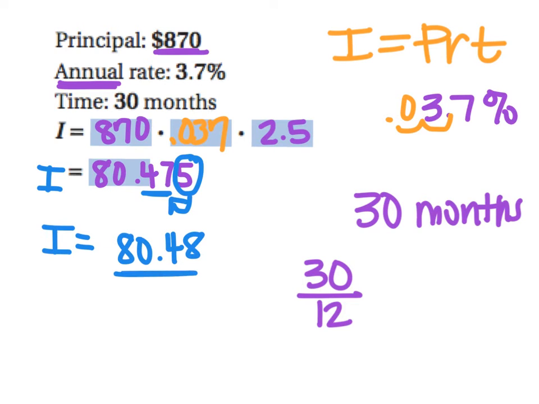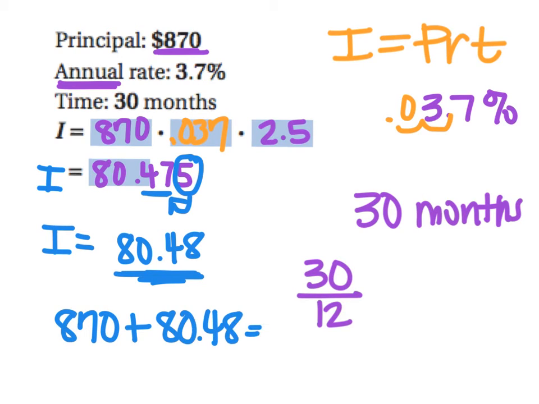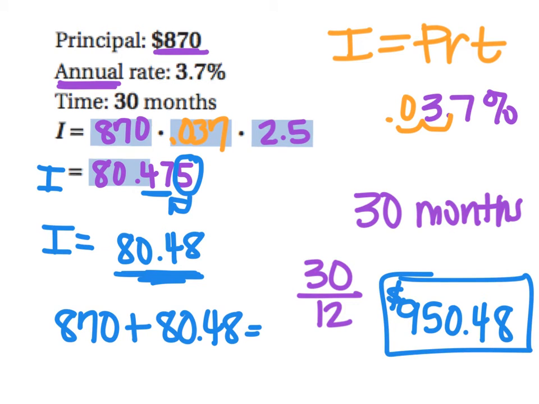All right, now in this case, my interest, I don't earn this. I actually have to pay it because I borrowed money from the bank. So I borrowed 870 plus I'm going to have to pay back my 80.48. So the total amount I'm actually going to have to pay, if I add those up, is $950.48. So that is what I will have to pay back to the bank.